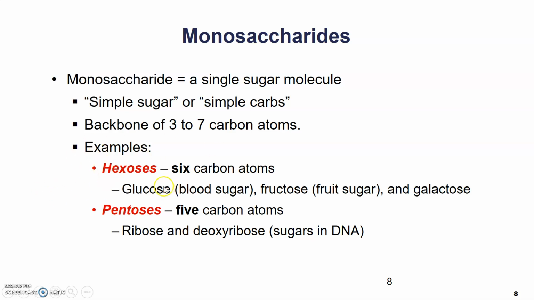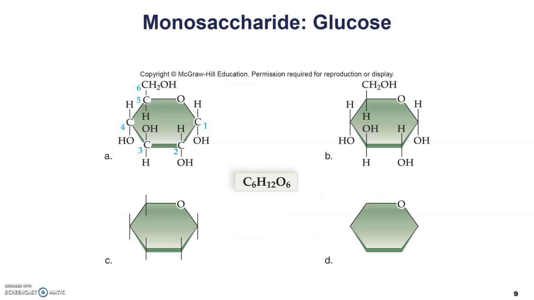Some of the hexoses, or the 6 carbon sugars, are glucose, which is considered blood sugar, as well as fructose, which is the sugar found in most fruits. Pentoses, or the 5 carbon sugars, are ribose and deoxyribose, which are the sugars in nucleic acids like DNA and RNA. We'll talk more about that when we get to the nucleic acid portion of the lecture. But monosaccharides are your subunits, your simple sugars. You can see an image of monosaccharides here. This is a glucose molecule that has 1, 2, 3, 4, 5, 6 carbons.